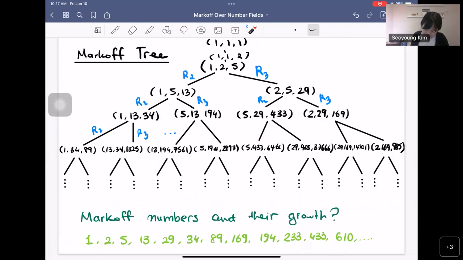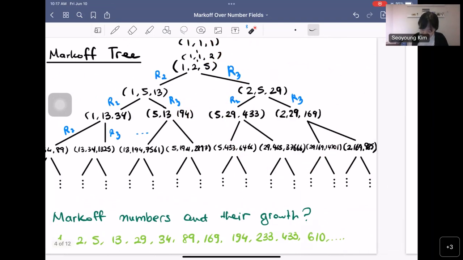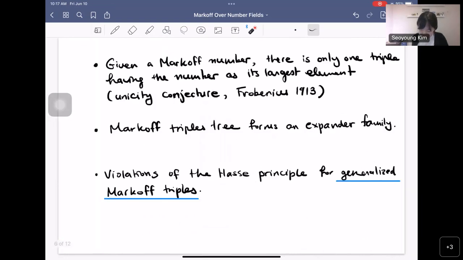So by including these first two triples, we don't have that problem. But it's essentially asking whether, for instance, the number 194 pops up in other parts of the tree, for instance, in this other branch. So that's the famous unicity conjecture proposed by Frobenius in 1913. It's unknown, so it's still open. So this is the unicity conjecture.